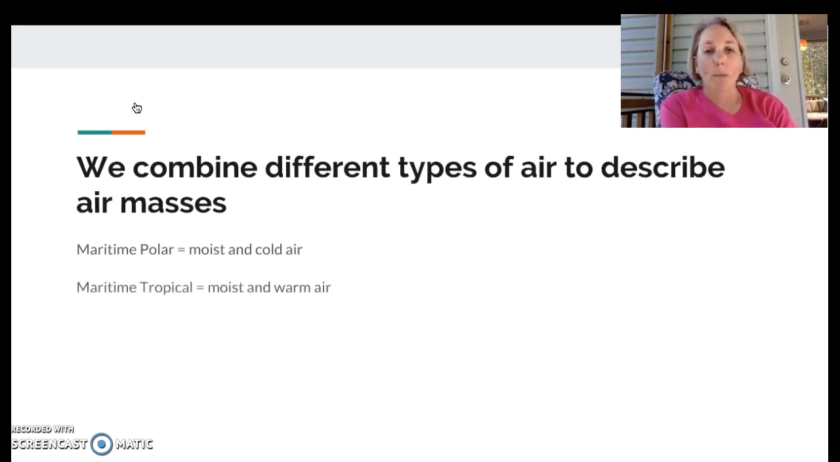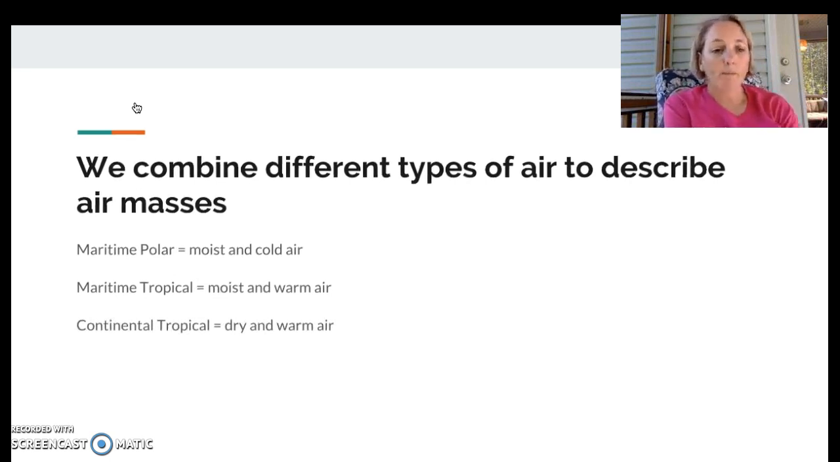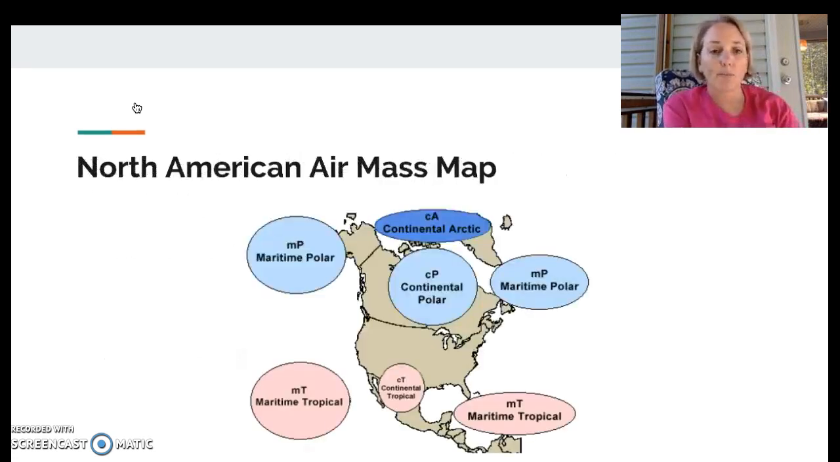We have maritime tropical. Those would be moist and warm air. We have continental tropical, dry and warm air. And then we have continental polar, that is dry and cold air. And so we can use these interchangeably to describe the air masses over the United States. So let's take a look at where these are located on a map of the US, and you'll fill these in on the map that you have in front of you.